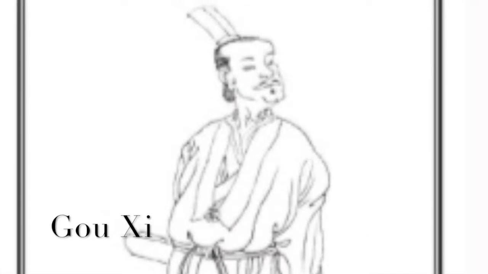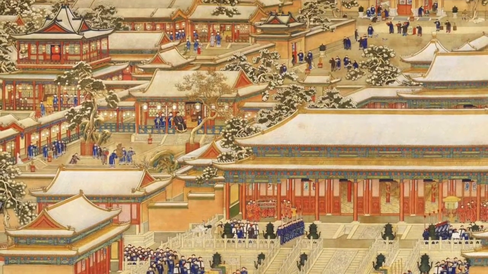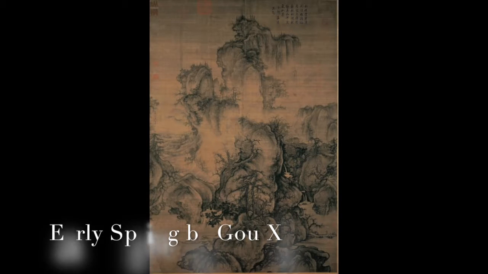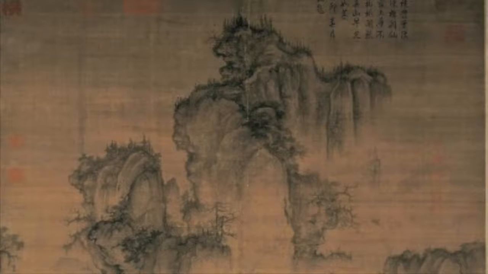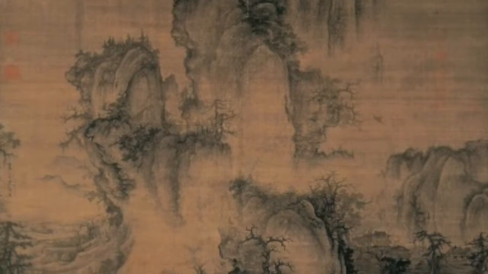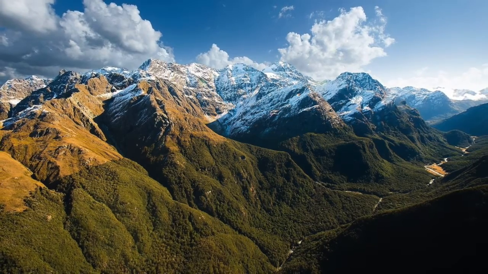The artist of the painting Early Spring, Guo Xi, was a Chinese landscape painter who lived during the Song dynasty. He completed this painting in the year 1072. Early Spring is one of the most famous works of Chinese art from the Song dynasty. The work demonstrates his innovative techniques for producing multiple perspectives, which he called the angle of totality.